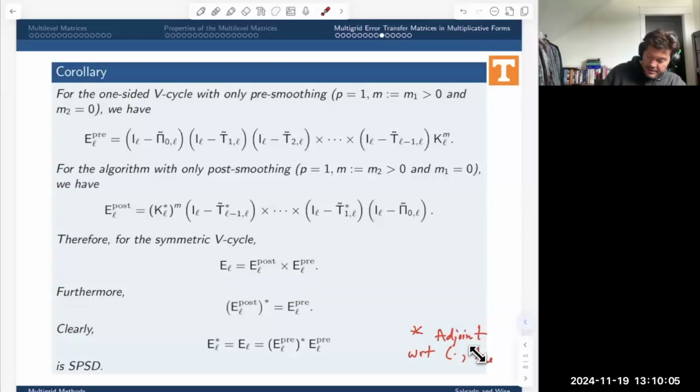And furthermore, it's not just self-adjoint, it's got to be self-adjoint positive semi-definite because of this property here. In fact, this is just EL pre star times EL pre. So it's easy to show that with respect to this inner product, this guy is self-adjoint positive semi-definite. So there's no real proof for this. It truly is, I think, a corollary. You just put together all the facts that we've learned up to this point.